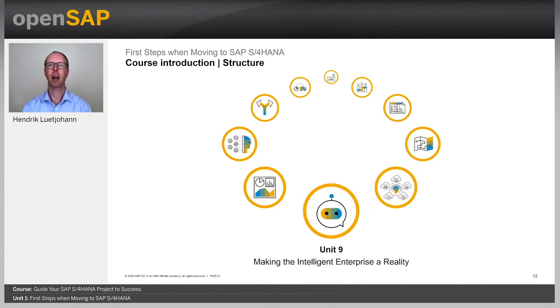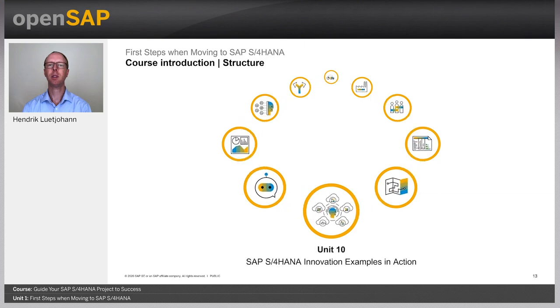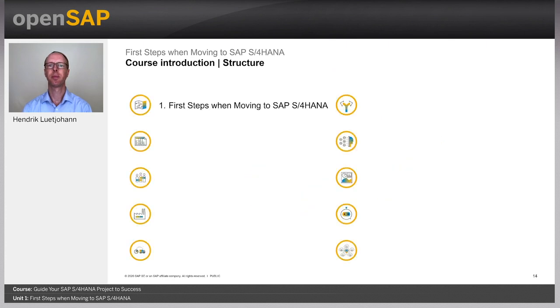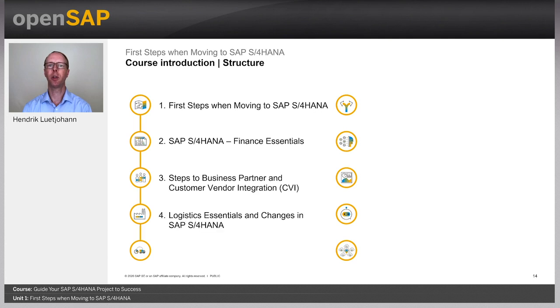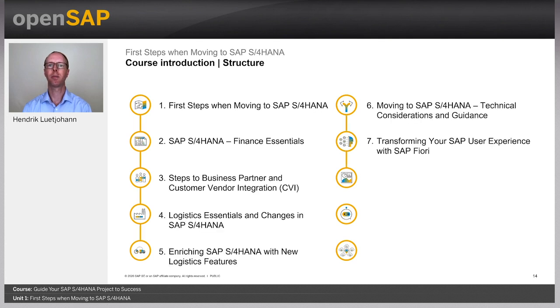The intelligent enterprise is mentioned on various slides. In Unit 9, Jocelyn will explain what the intelligent enterprise is and what it means, and which first steps you may want to take to adopt it. In our last unit, Rohit will demonstrate some innovation examples and how these could help to address existing business needs. I hope the overview gives you a good impression of the course content.